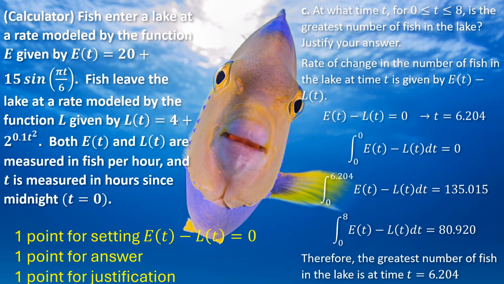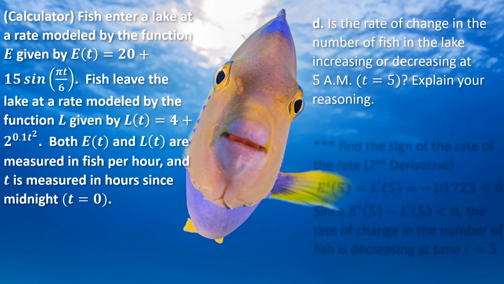So for this one, you're getting 1 point for literally recognizing that you had to subtract E minus L. You had to set that up to get your critical number. You're going to get 1 point for the answer, so for the 135.015, or showing that, and then 1 point for justifying why it's the greatest. It's the greatest because it's the highest number from the endpoints to the critical number.